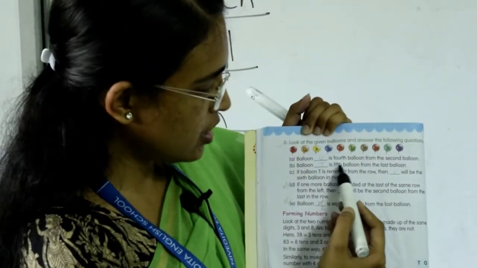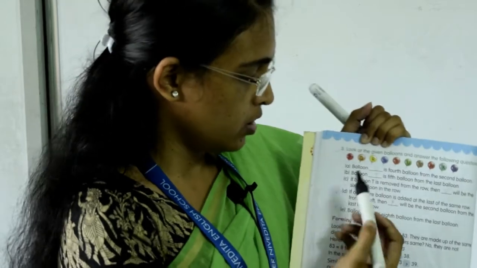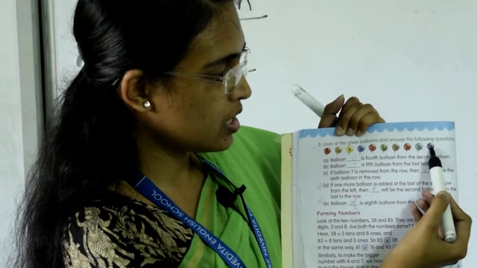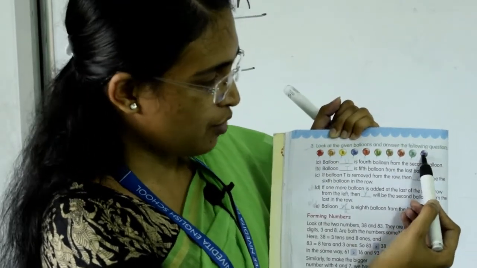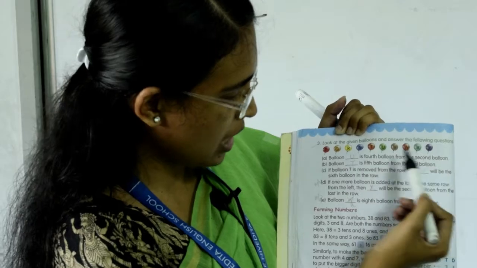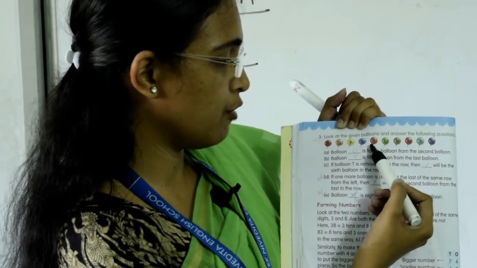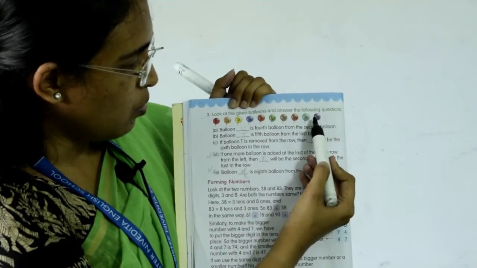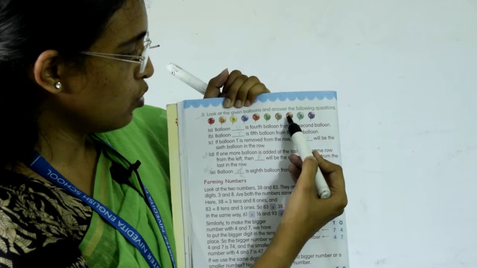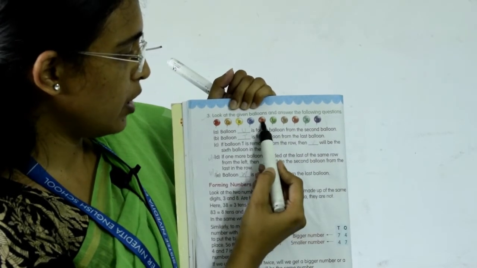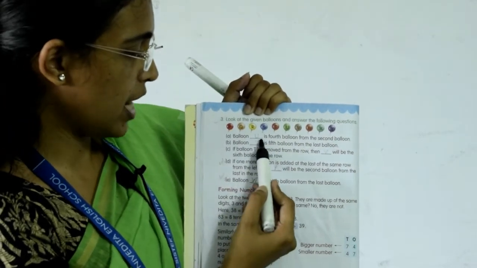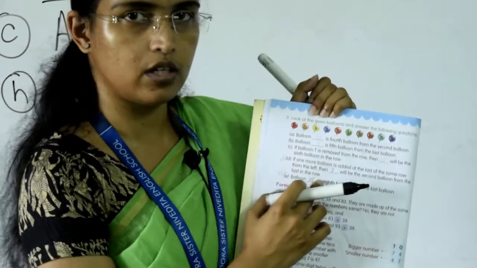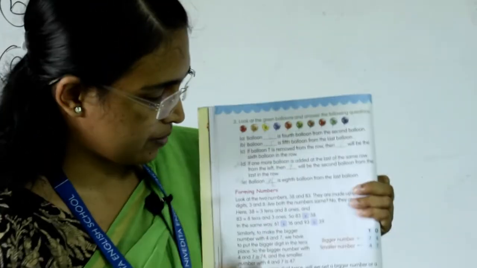Now B number. Balloon dash is the 5th balloon from the last balloon. So which balloon is the 5th balloon from the last balloon? This is the last balloon. That is why from here we have to count and find the 5th balloon. One, 2, 3, 4, 5. So the 5th balloon is T. So you have to write T here. In this way complete the rest of the work. Okay, this is your homework.